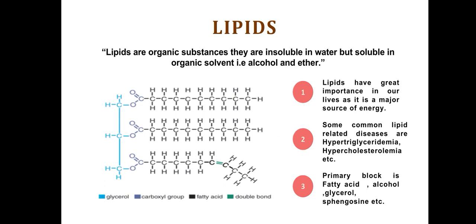The word lipid is derived from a Greek word lipos, which means fat. Lipids are organic substances which mainly occur in plants and animal tissues, for example, fats, oils, steroids, etc. The hydrophobic nature of lipids means that they are not soluble in water but are soluble in organic solvents, for example, ethers, benzenes, alcohol, etc.